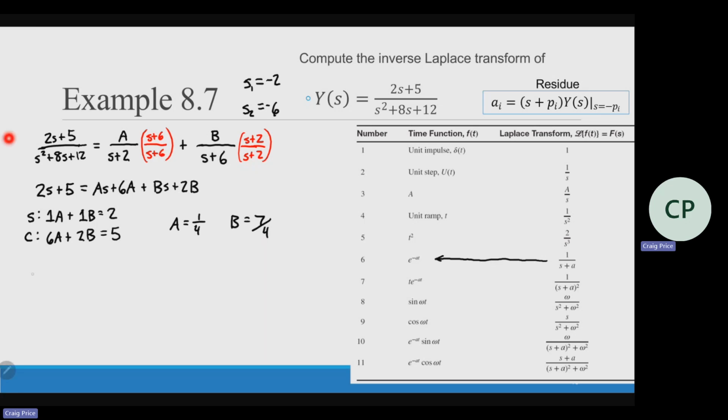So therefore, we do the inverse Laplace transform. So y as a function of time is equal to 1/4 e to the negative 2t plus 7/4 times e to the negative 6t. This is the final output equation based on whatever the input was. In this case, I think it's an impulse. Both of them die out, they go to 0.